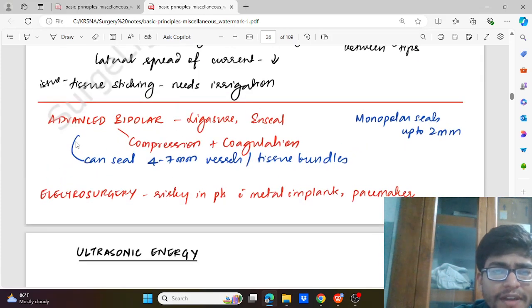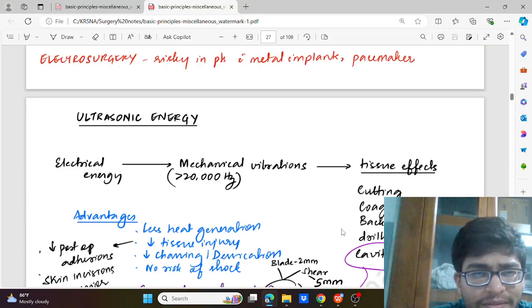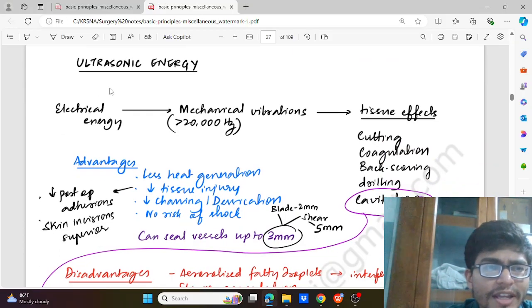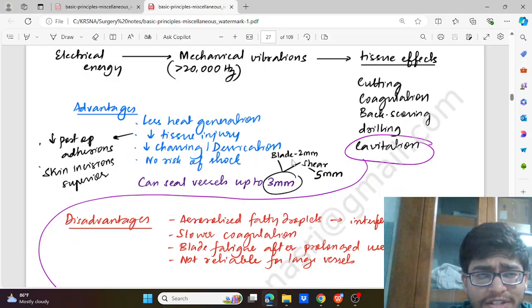So, with electrosurgery, we have to consider that it is a risk for patients who have implants and pacemakers. So, we have to consider and have that protection for them, as we have discussed, like we use magnets in case of pacemakers. Then ultrasonic energy, where the electrical energy is converted to vibrations of around 20,000 hertz, causing tissue effects, that is cutting, coagulation, and drilling, even back scoring and cavitation, which we'll see in detail in some time.